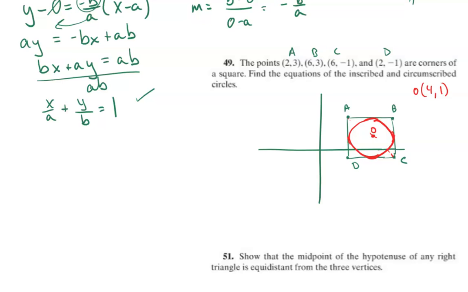I can use distance formula or something like that, but really, since these are all horizontal and vertical lines, I'm just going to count. So this point has an x coordinate of 2. A and D both have x coordinates of 2. This has an x coordinate of 4, so that means the radius is 2. Okay, so I'm going to write the equation of my inscribed circle as the circle with the center of 2.